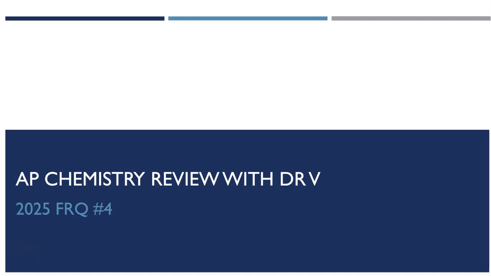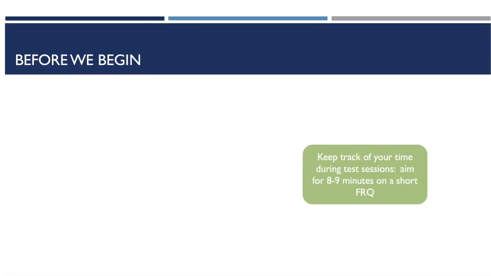It's me, Dr. V, and in this webcast, we're going to talk about free response question number 4 from the 2025 exam. This was a short free response question, and that means it was scored out of 4 points. These short free response questions usually involve 3 to 4 parts. You do want to make sure when you're doing the free response questions that you are keeping track of your time. It should be about 8 to 9 minutes.